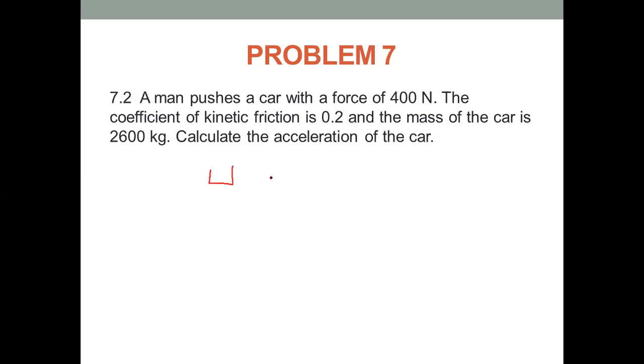As you can see here, we have a car which is being pushed with 400 newtons. Which means we also have a friction here opposing a motion. So we have the normal force acting up and the weight of the car acting downwards. We know that the sum of forces acting according to Newton's second law is equal to ma.